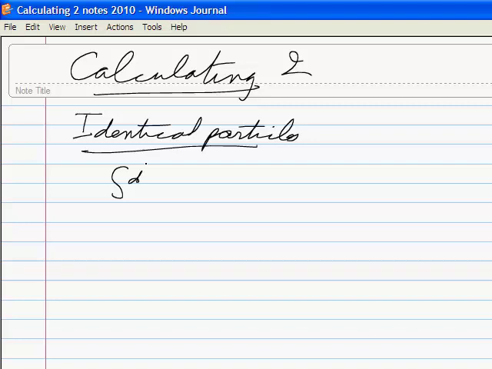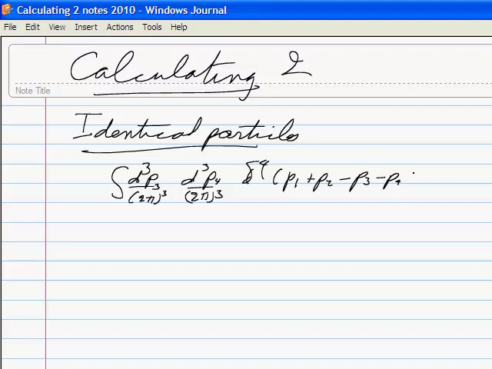We had integral d3 P, but some other stuff also, so let's call it P3 and P4 when we're doing cross sections. 2 pi cubed, d3 P4 over 2 pi cubed, and we have this delta 4 of P1 plus P2 minus P3 minus P4. Okay, so that's our final state factor. We're integrating over all final states.